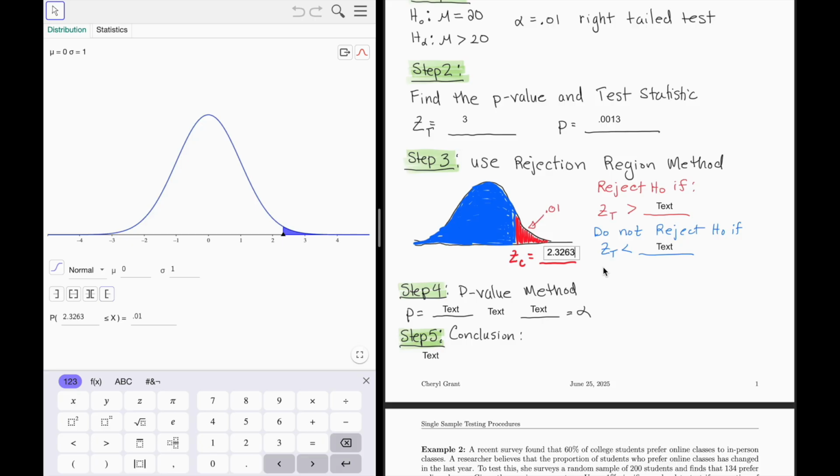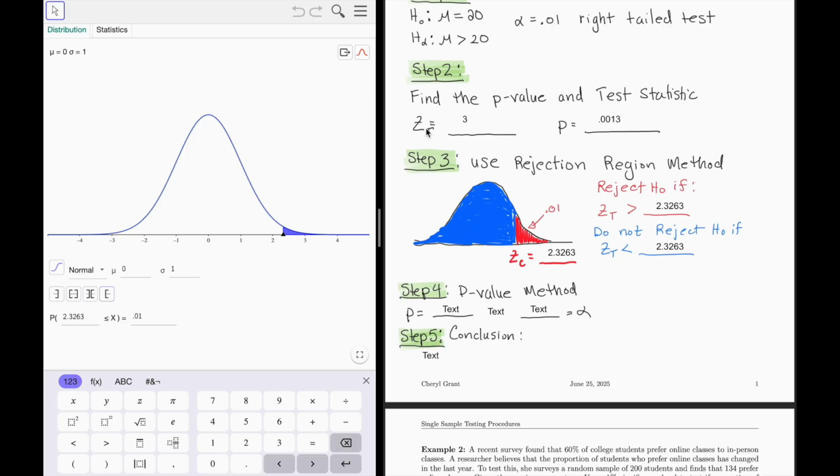That's our z. So that means if our test statistic is to the right of that value, meaning greater than 2.3263, then we're going to say reject the null hypothesis. If our test statistic falls in the blue area to the left, meaning if the test statistic is less than the critical value, 2.3263, then we're going to say do not reject the null hypothesis.